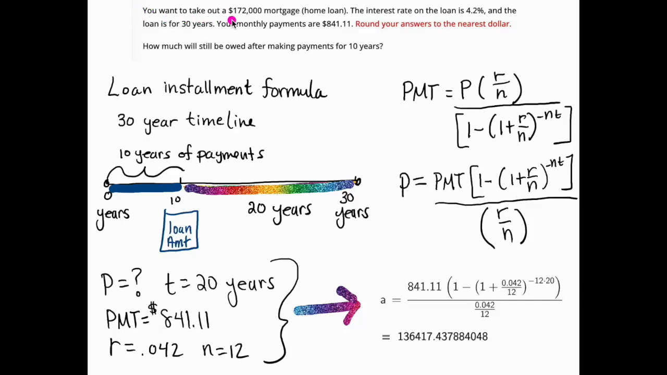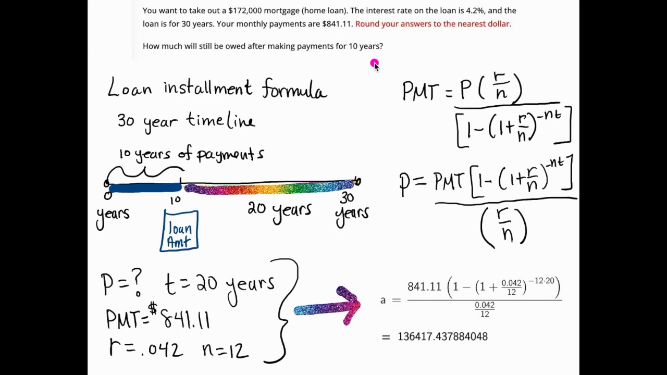You want to take out a $172,000 loan for your mortgage. The interest rate on the loan is 4.2%, and this is over a time frame of 30 years. Your monthly payments will be $841.11, and any of our answers are going to be rounded to the nearest dollar. So we need to determine how much is still owed after making payments for 10 years.